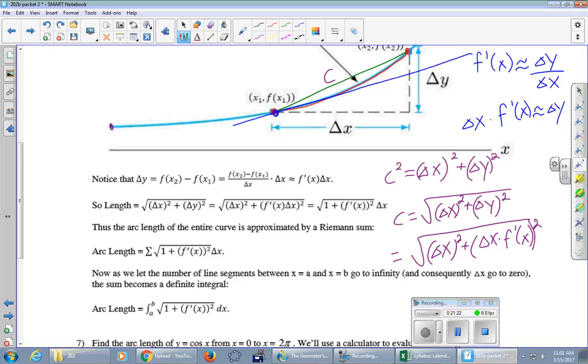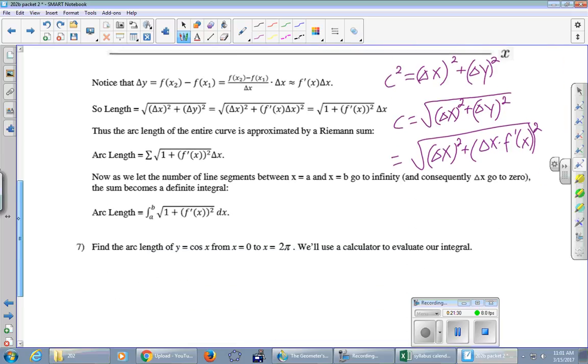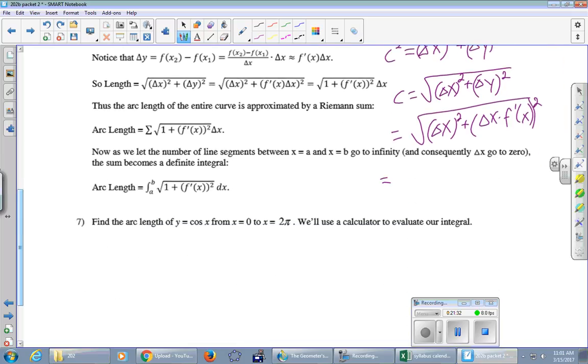Again, I gave you the punchline. It's starting to get there. Finally, we see an f prime of x squared right here, and that's in the formula. Okay, tiny bit of algebra here. This is equal to the square root of delta x squared, plus, that square comes in and hits both of these guys. So it's delta x squared times f prime of x squared. Good.